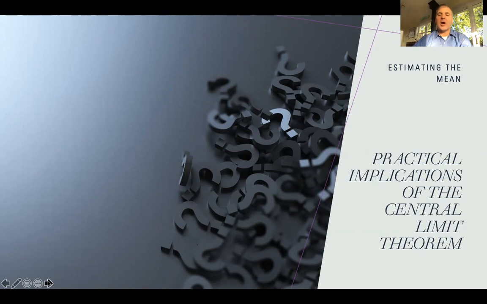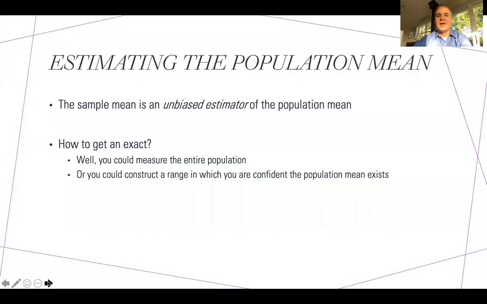So we probably need to talk about some practical implications of the central limit theorem, right? All this stats theory is great, but the question is, how does that help us? Why do we care? And we care in particular because it permits us to estimate the population mean, right? Because the central limit theorem tells us that the sample mean is an unbiased estimator of the population mean.